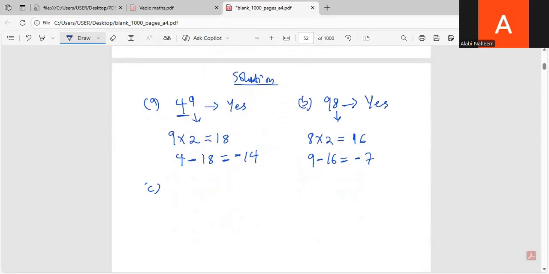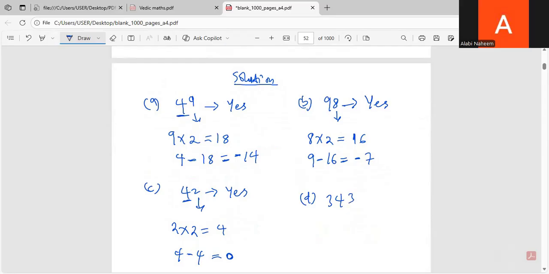For 42, what's the last number in 42? Last number is 2. Double it. 2 times 2. What's the result? 4. Subtract 4 from the truncated number. 4 minus 4. No, the number left here is 4. 4 minus 4 is 0. Is 0 divisible by 7? Yes. 0 divided by 7 is 0. So we can conclude that the original number 42 is also divisible by 7.